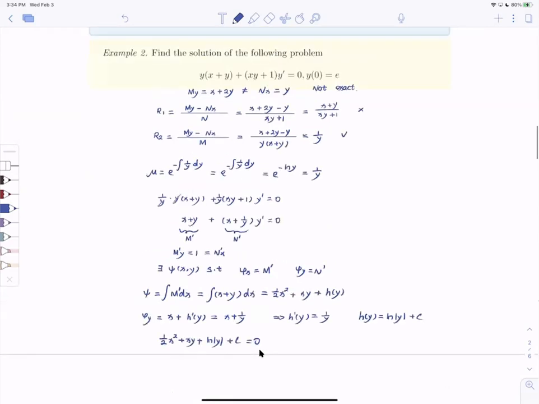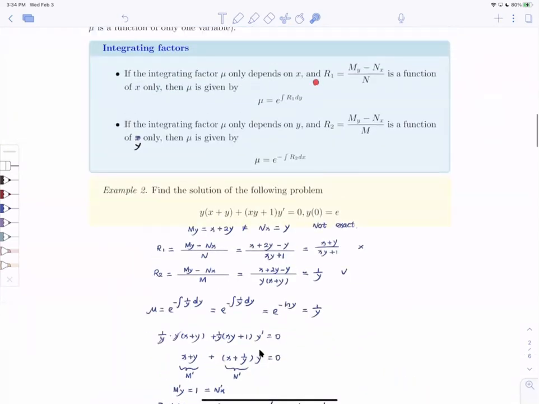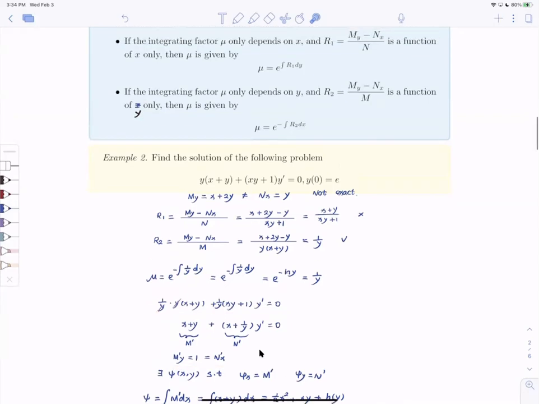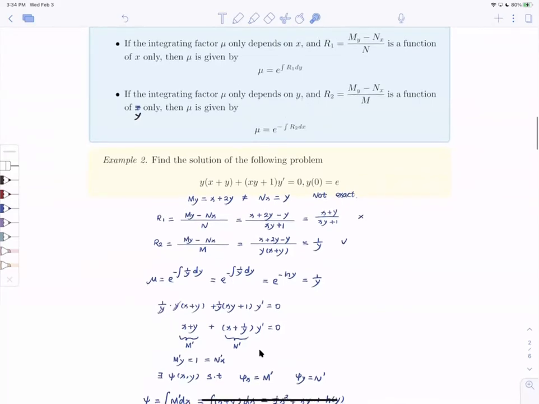So everything after here is the same as above. Before, we just need to figure out which one you need to use, and then after you use it, for example, here I checked R1 is not the one I need to use, so I need to use R2. Then find your mu, multiply both sides of the equation by mu, and that should give you an exact equation, and you just use the technique we did before. Now I need to fix the typo. Yeah, here should be dx and here should be dy.